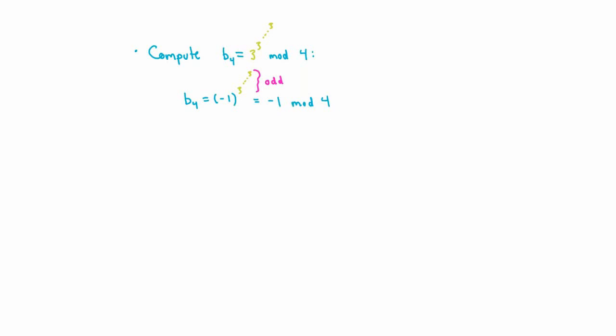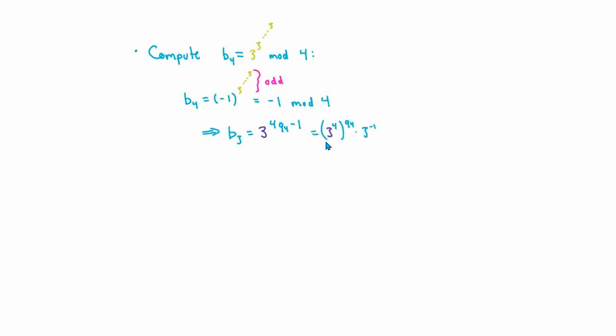Next, I need to work backwards to figure out what B3 is modulo 8, and then what B2 is modulo 16, and then what B1 is modulo 40, and finally I'll be able to determine what Graham's number is modulo 100. Remember, B3 was 3 to the power B4, and I know that B4 is negative 1 modulo 4, so I can write it as 4 times the quotient minus 1.